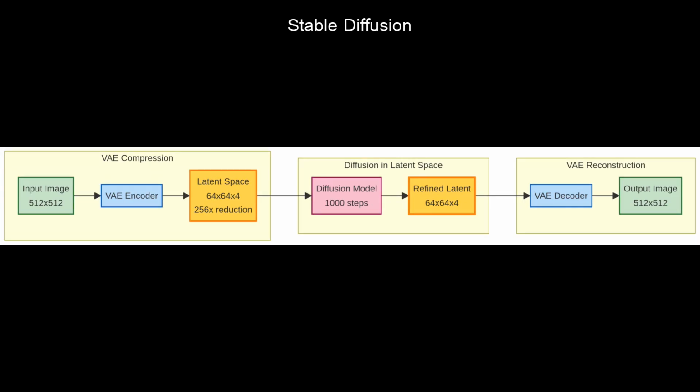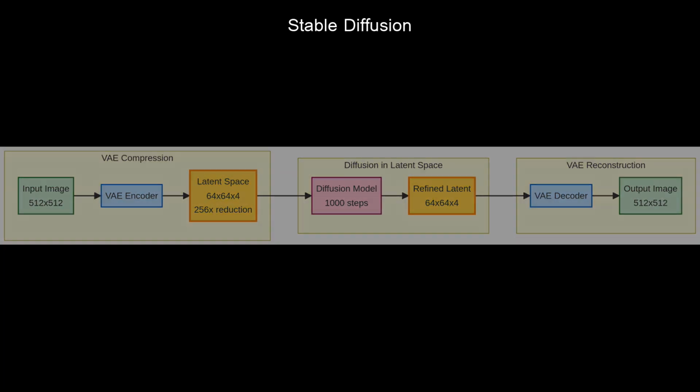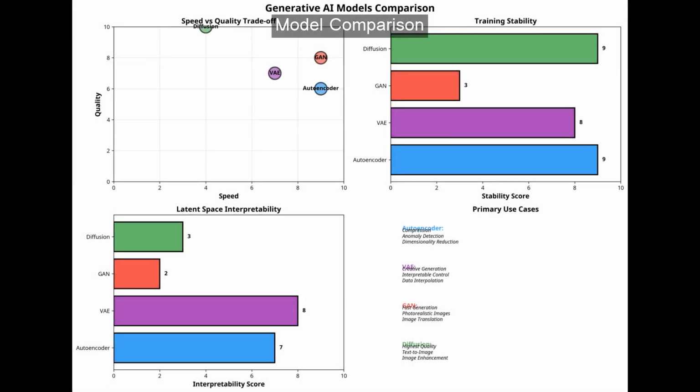Conclusion. The generative trinity. These aren't competing technologies. They're complementary tools in your generative AI toolkit. The autoencoder understands your data. The VAE interprets it with creative control. The GAN competes to produce photorealism. The diffusion model sculpts the highest quality results. Master them all, and you hold the keys to creating reality itself.